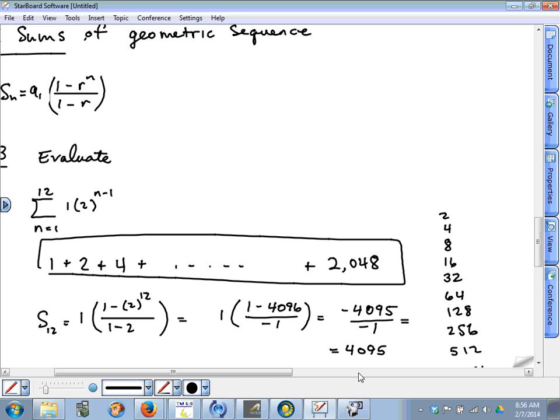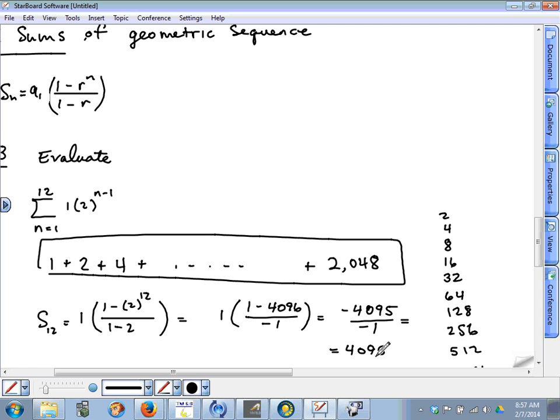I got a question for you. In your mind, try to imagine a running total of this sequence right here that we just did. If we're adding the first 12 terms, what's the total going to be? 4,095, right? If we added another term, wouldn't the total go up? Yeah. Would the total continue to increase at a constant rate?